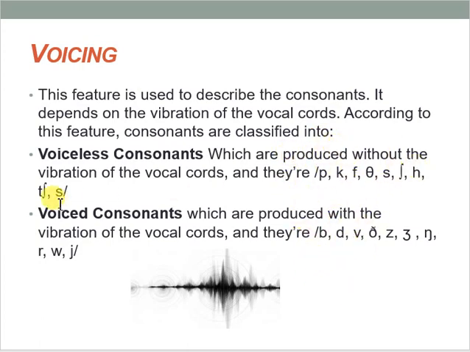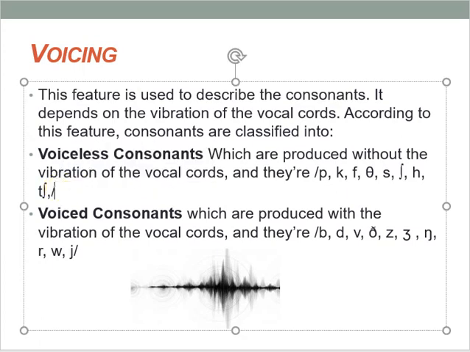Okay, these are the members of the first group: P, K, F, Th, S, Sh, H, Ch. And the second group, which are voiced: B, D, V, Z, J, Ng, R, W, Y. And these are the second group which are voiced.